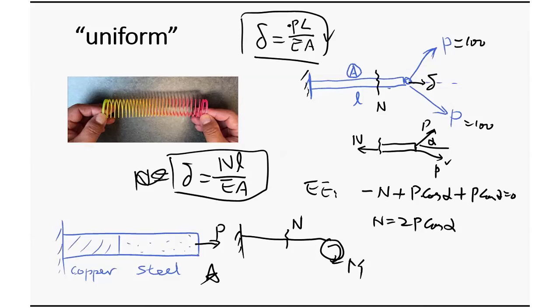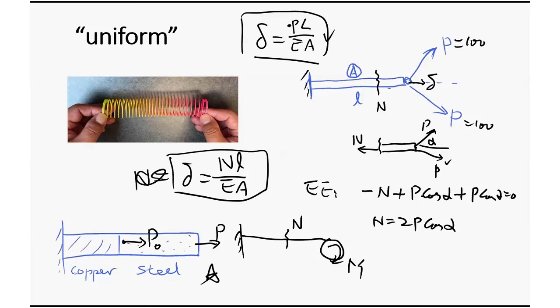So uniform means cross-section uniform, material uniform, and the load uniform. Everywhere must be the same load. If you change to a different load, let's say I apply a load here, then this is not a uniform bar anymore, and you cannot use this equation. All right? Okay, we'll talk about that later, how to do it. We're actually going to learn it. But I'm just saying, right now, for this equation, it must be uniform.